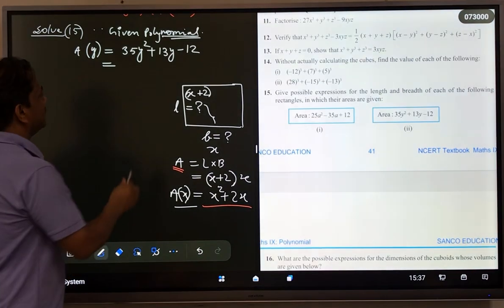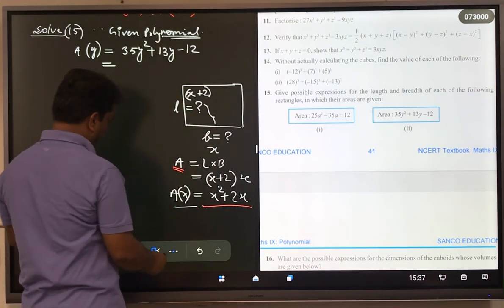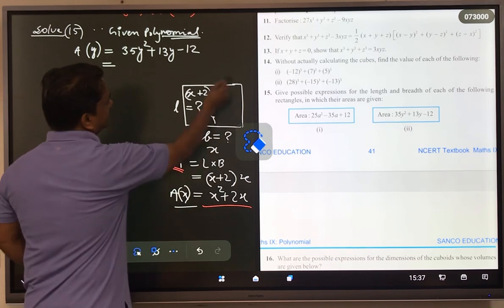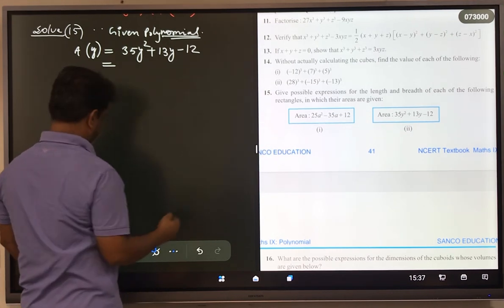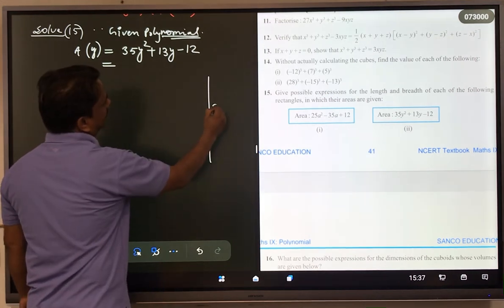Exactly, by splitting the middle term. So the method of splitting the middle term. What is the method of splitting the middle term? A very simple method can apply here. Here it's 35.